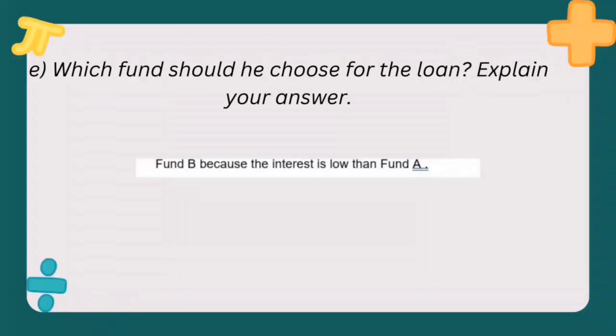Next, this is the last question for the chapter on annuity. Which fund should he choose for the loan? Explain your answer. So the answer is Fund B because the interest is lower than Fund A.